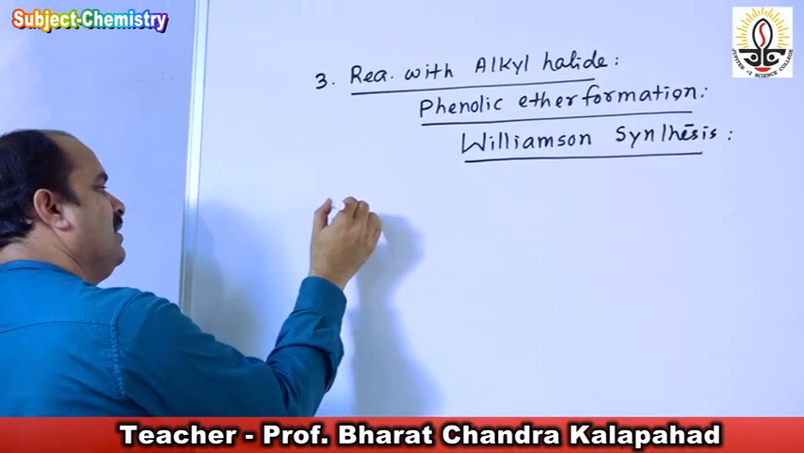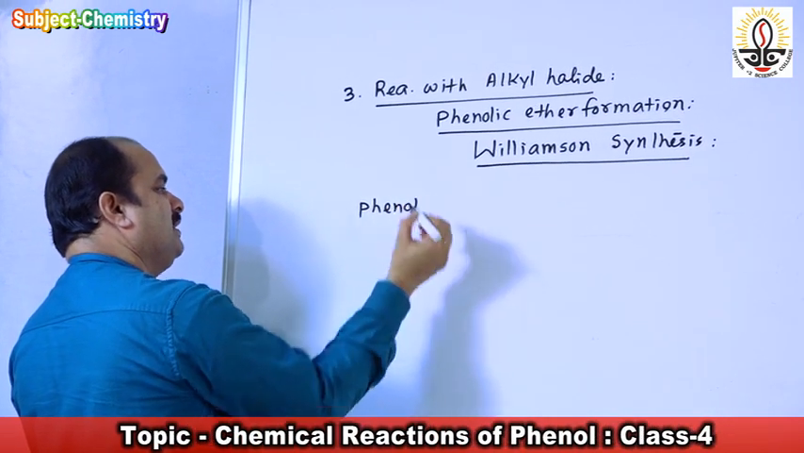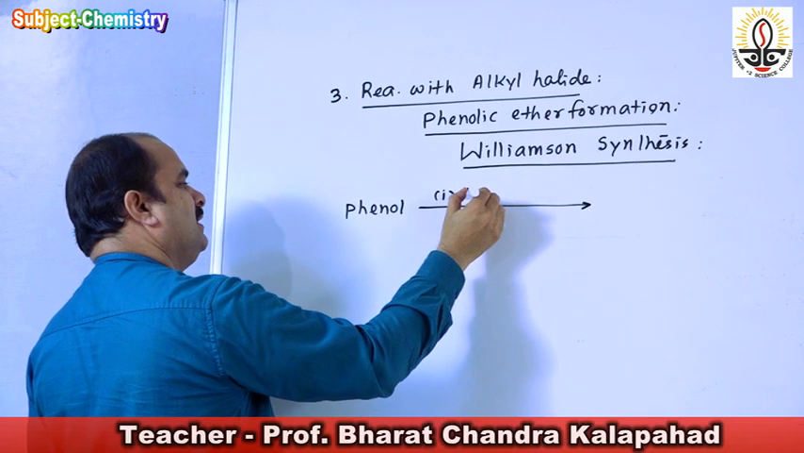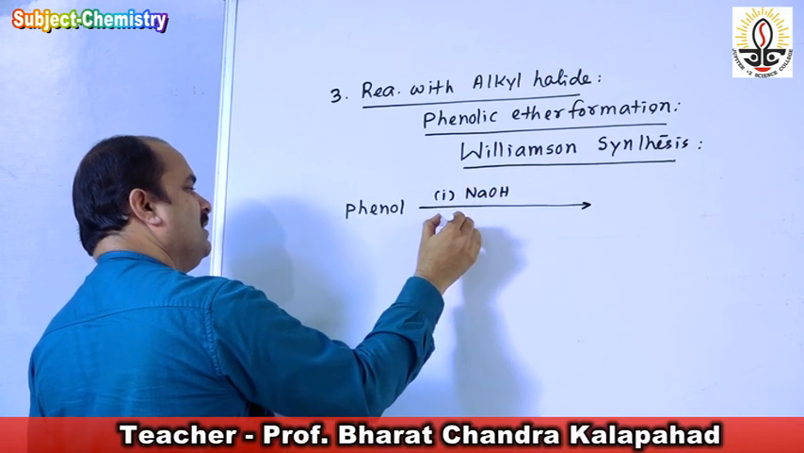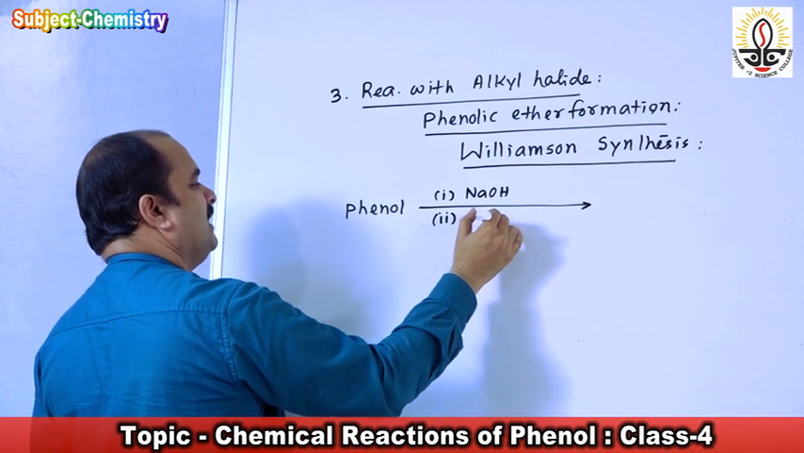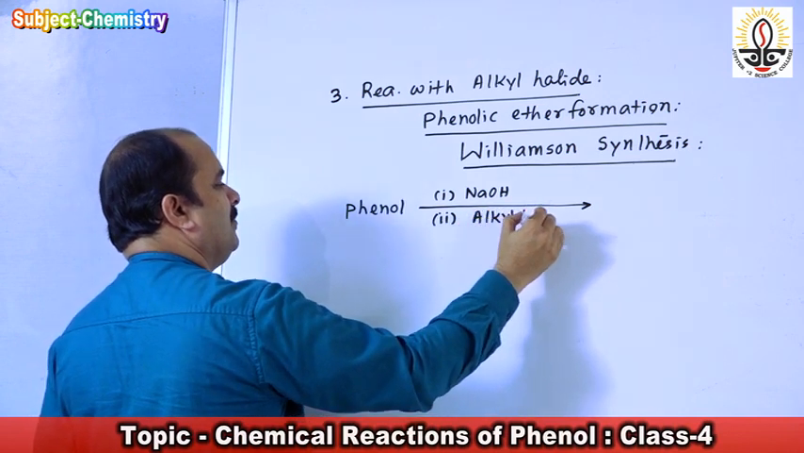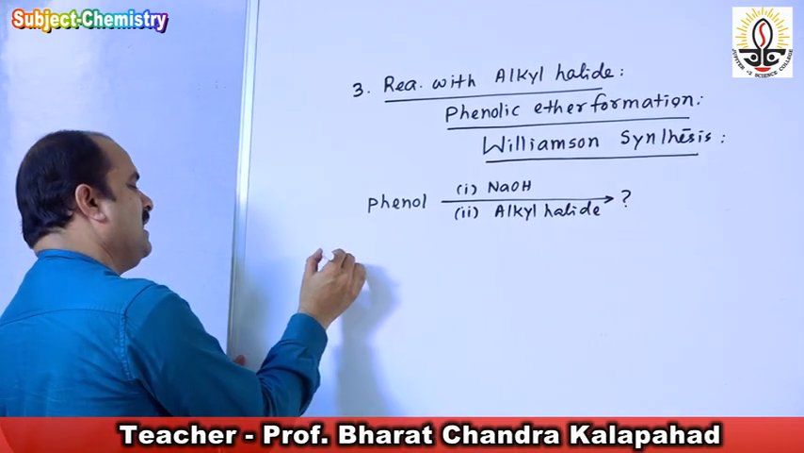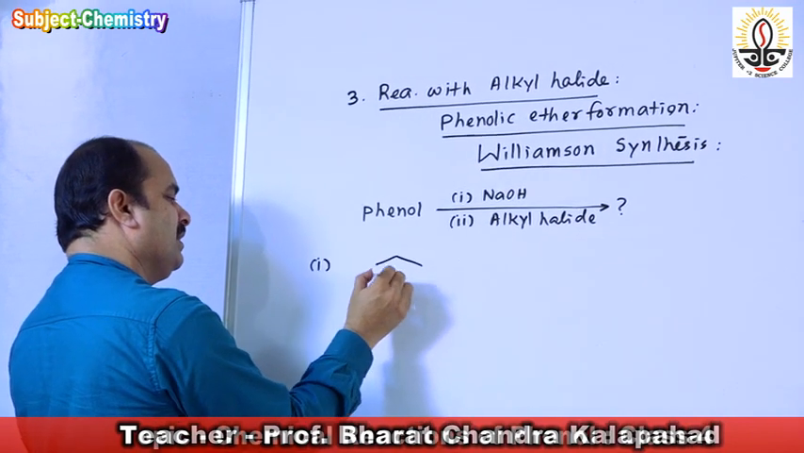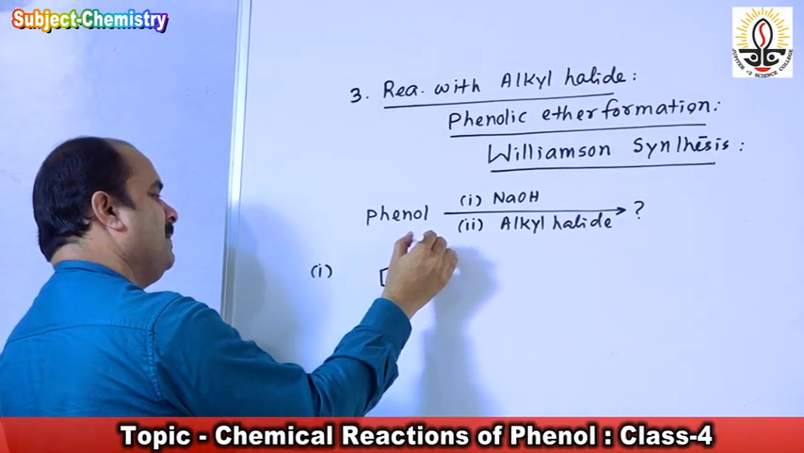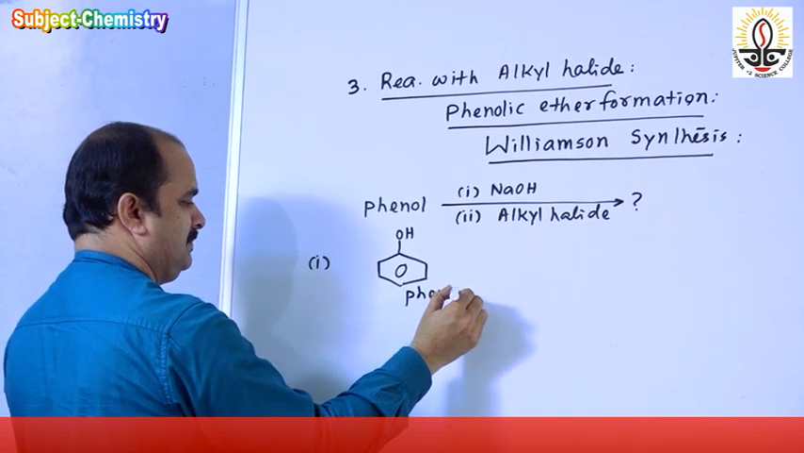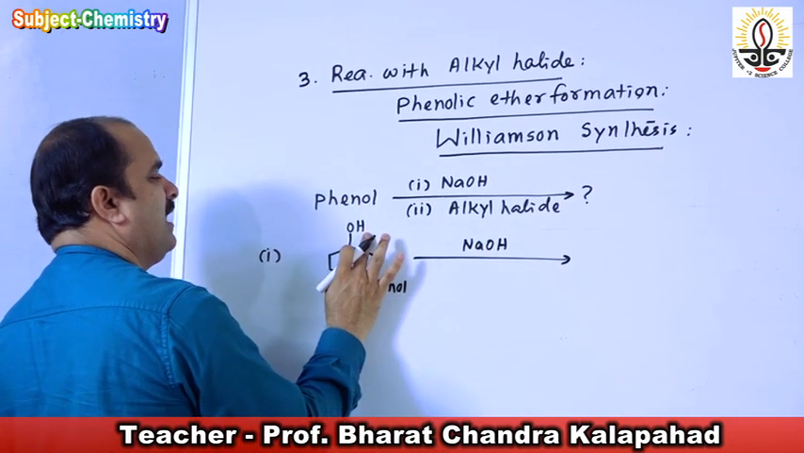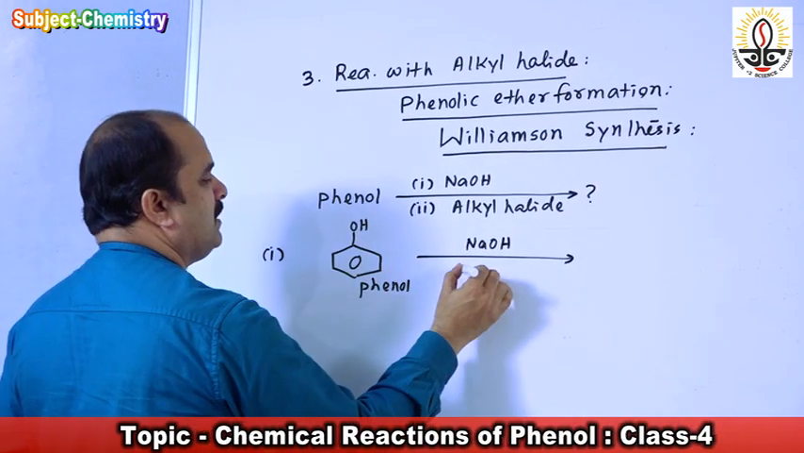In this reaction, phenol reacts with alkyl halide in alkaline medium. First phenol reacts with NaOH, then the product formed reacts with alkyl halide. Identify the product. The first reaction is when phenol reacts with NaOH. When phenol reacts with NaOH, sodium phenoxide is formed.